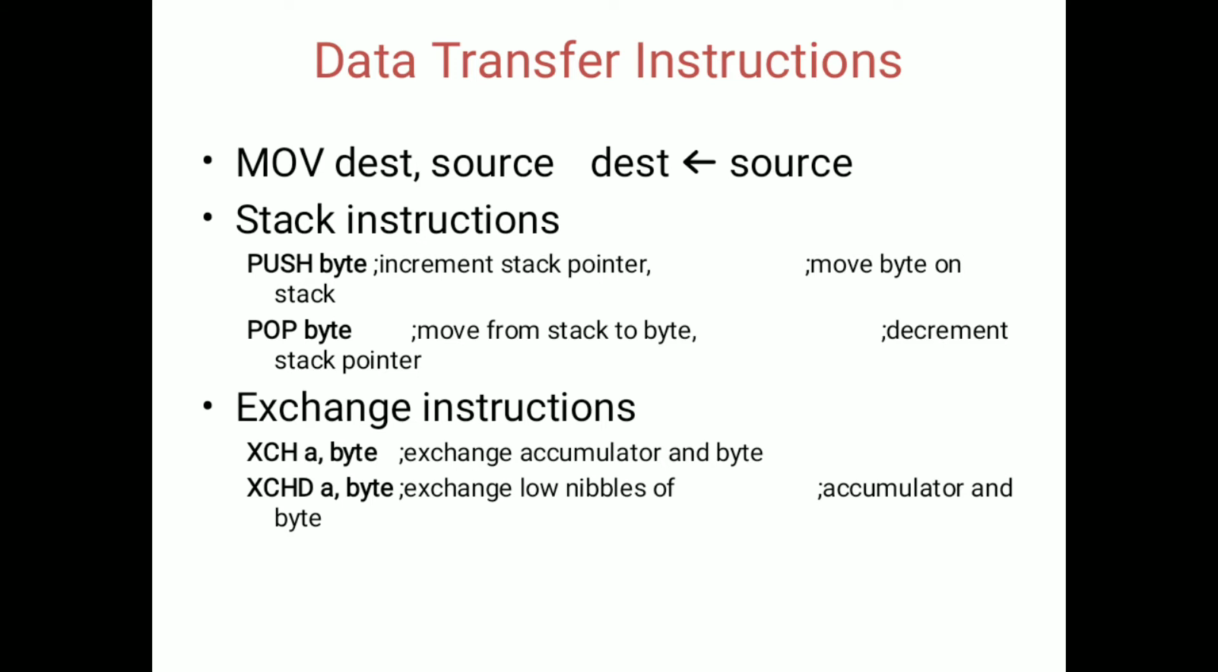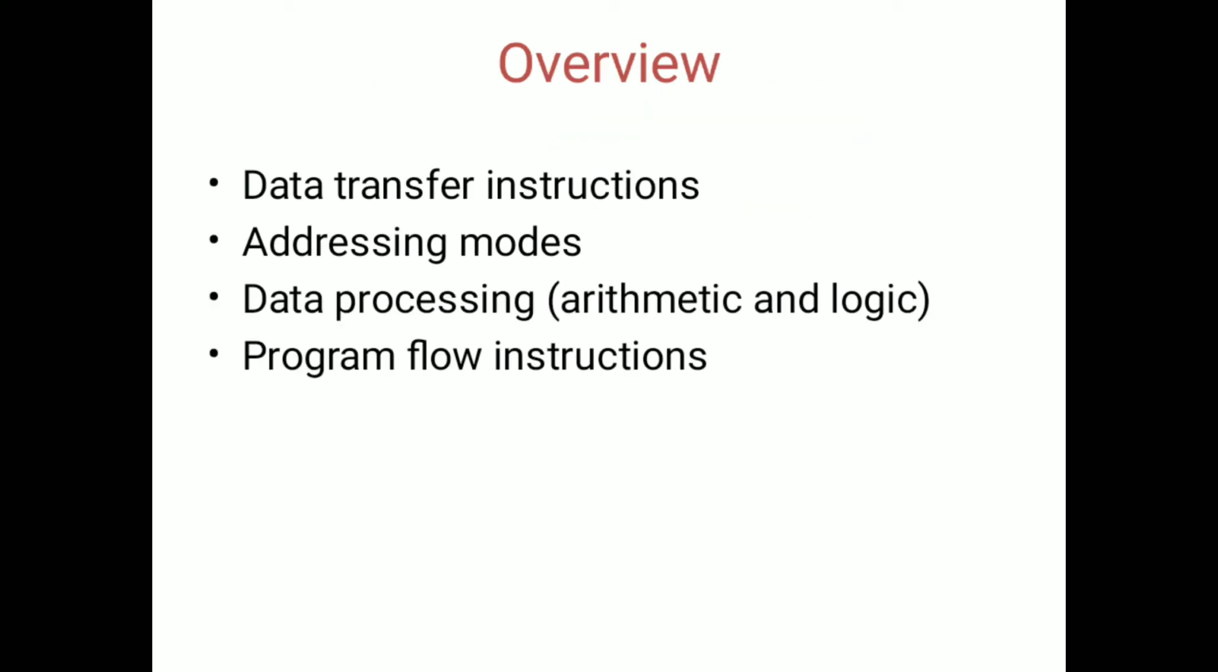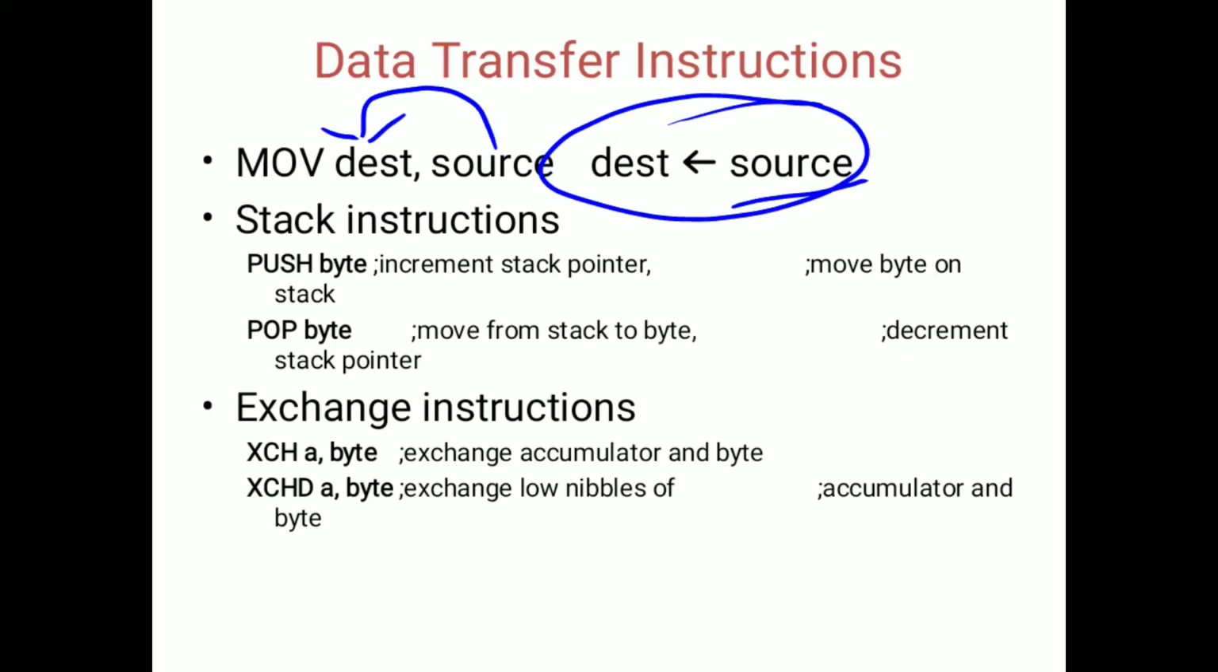These instructions are used to transfer the data from any source location to the destination location. For data transfer, the most important instruction is the move instruction. We write move destination comma source. In this method, the source data will be moved to the destination location. The move instruction is a very important instruction used for transferring the data.